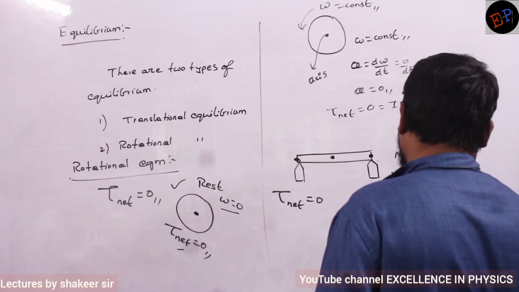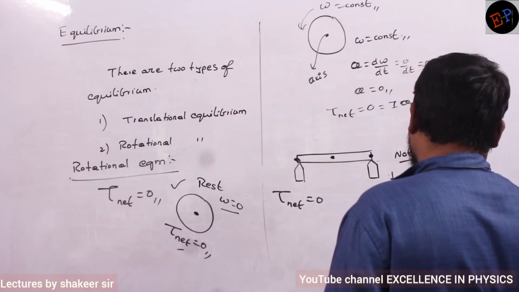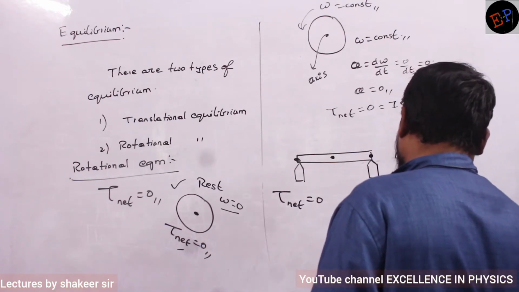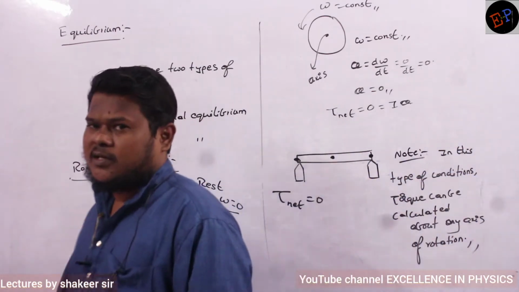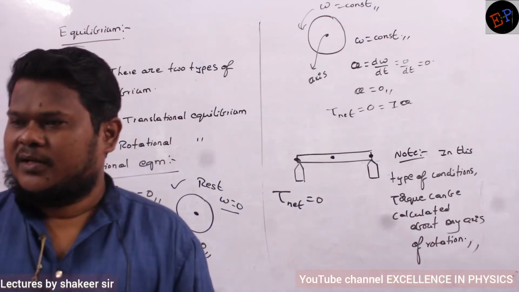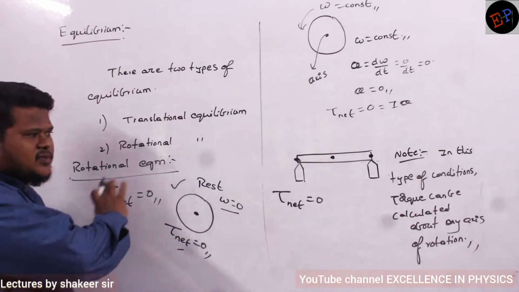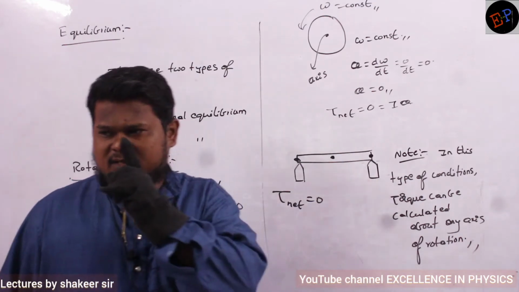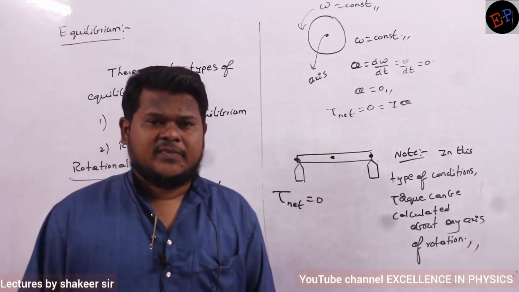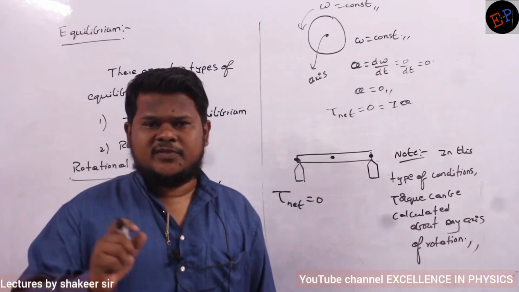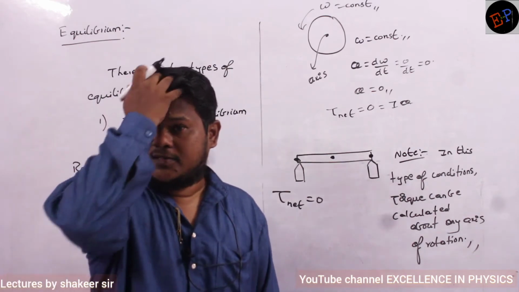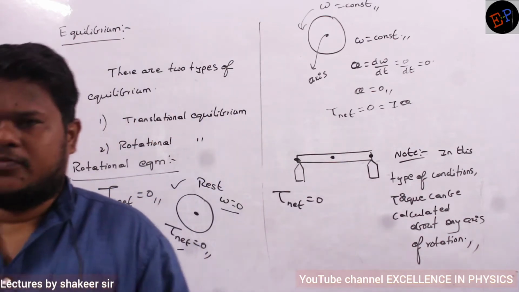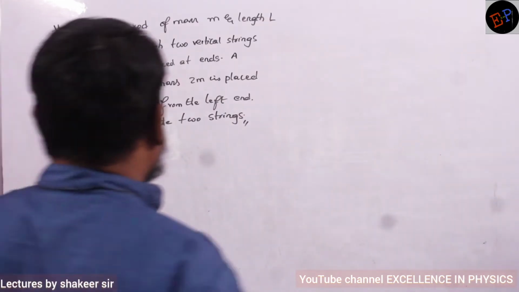Torque can be calculated about any axis of rotation. Are you able to understand me? You can take any axis and around that axis you can calculate the torque due to different forces. Understood? So this is what is called translational equilibrium and rotational equilibrium. Translational equilibrium means net force acting on the system should be 0, and rotational equilibrium means net torque acting on the system should be 0. That's it. Fine. So let us see this problem.